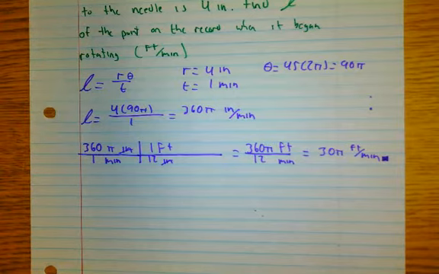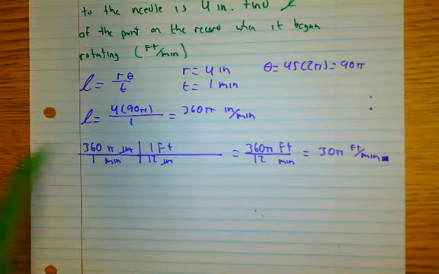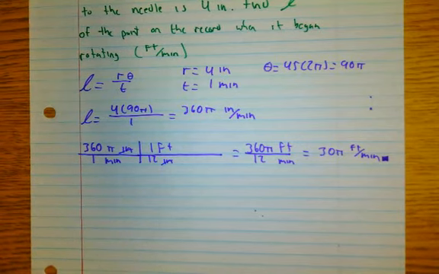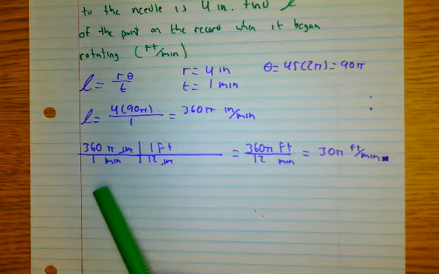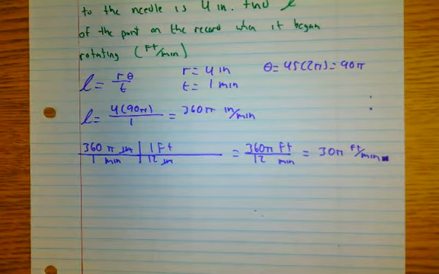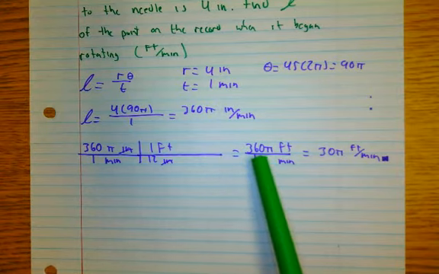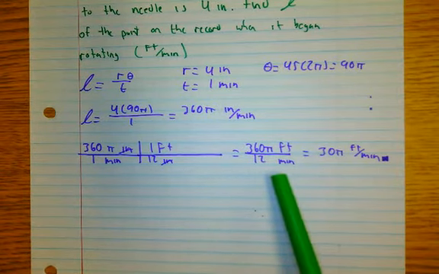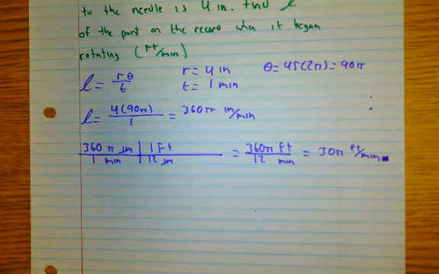So I did radius times theta over time, so that becomes 360 pi over 1, but my units at that point were inches per minute. So then I had to change them to feet. 360 over 1, I multiply by 1 foot over 12 inches, because 1 foot is equivalent to 12 inches. The inches go away, and then you have 360 pi feet per 12 minutes, which reduces to 30 pi feet per minute. Questions?